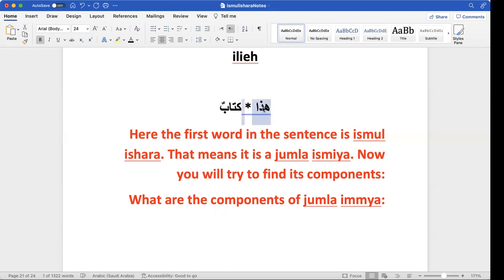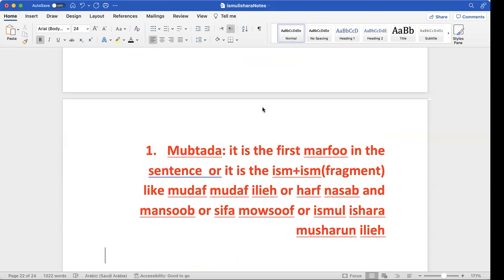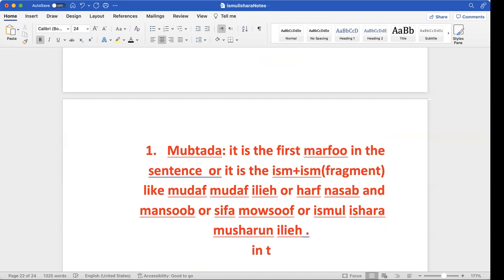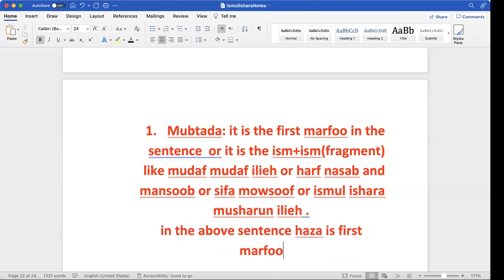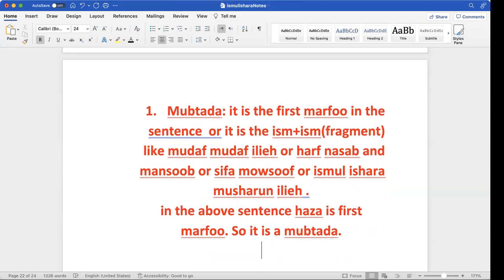So you have the first ism here, a single word ism, and what is its status? Marfu. So that means haza is what? Mubtada. So in the above sentence, haza is the first marfu, so it is a mubtada. Correct? Now what will you try to find next?